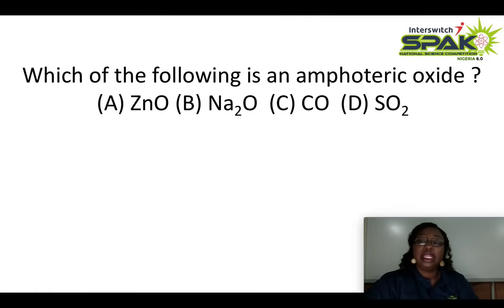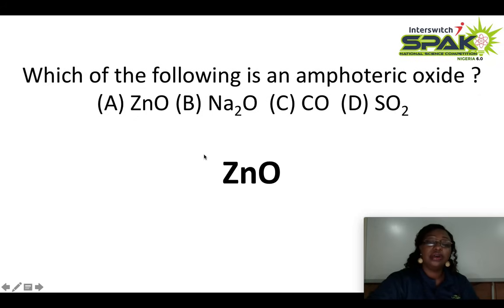Which of the following is an amphoteric oxide? Amphoteric oxides are oxides that react with acid and also react with base, or you can say that they have acidic properties and they also have basic properties. So which one is an amphoteric oxide? In the options below, we have zinc oxide, sodium oxide, carbon 2 oxide, and sulfur 4 oxide. The answer is zinc oxide. I hope you got it. So zinc oxide is an amphoteric oxide.